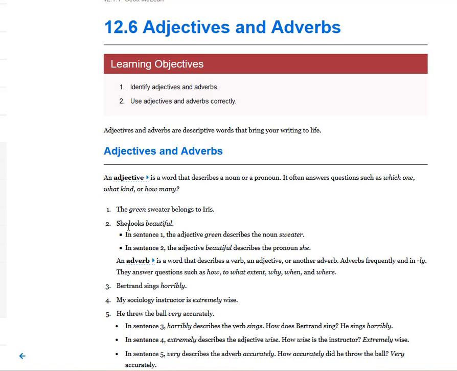This is one of the only times that the adjective will come after the verb, come after the noun, is when you have subject plus linking verb plus adjective.